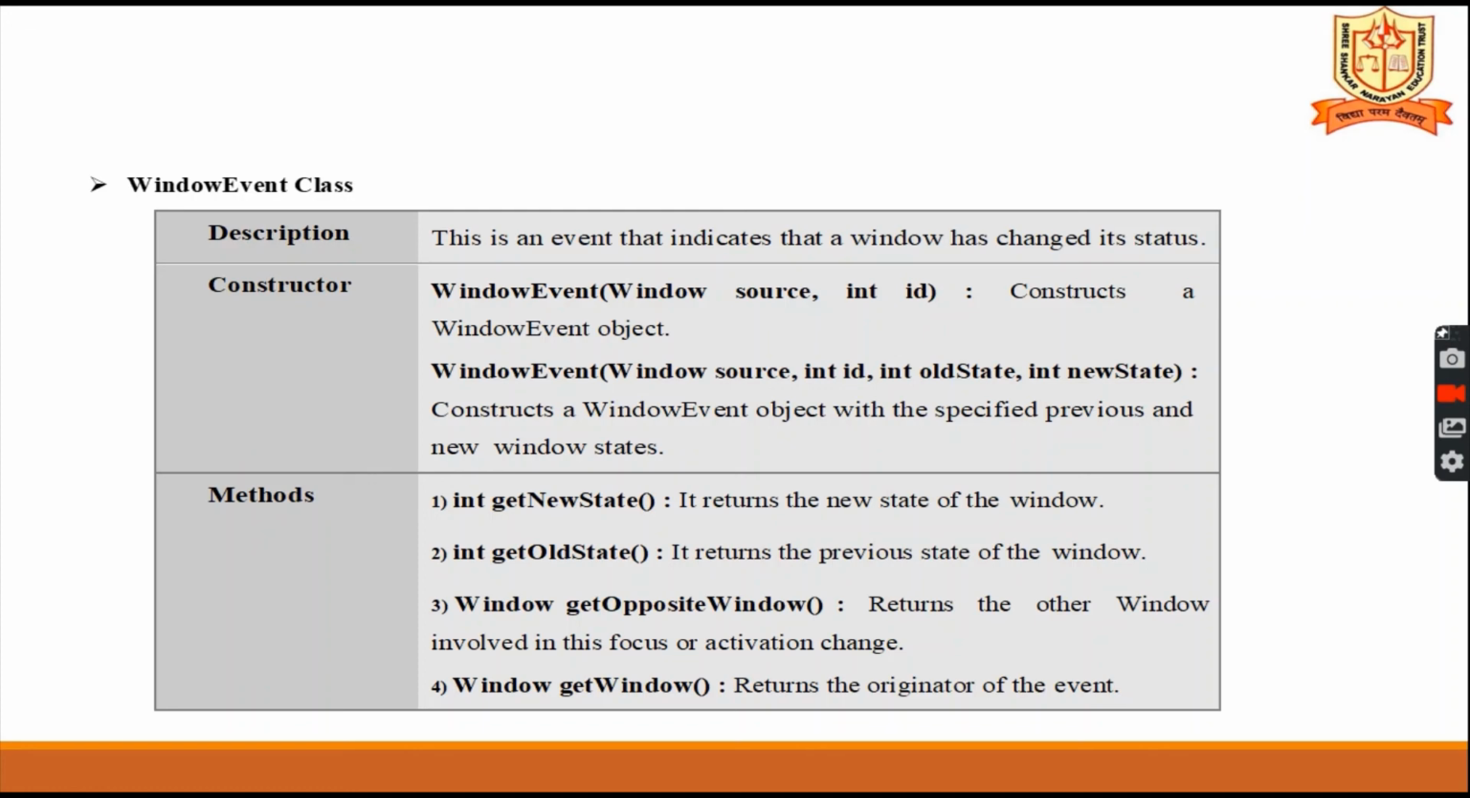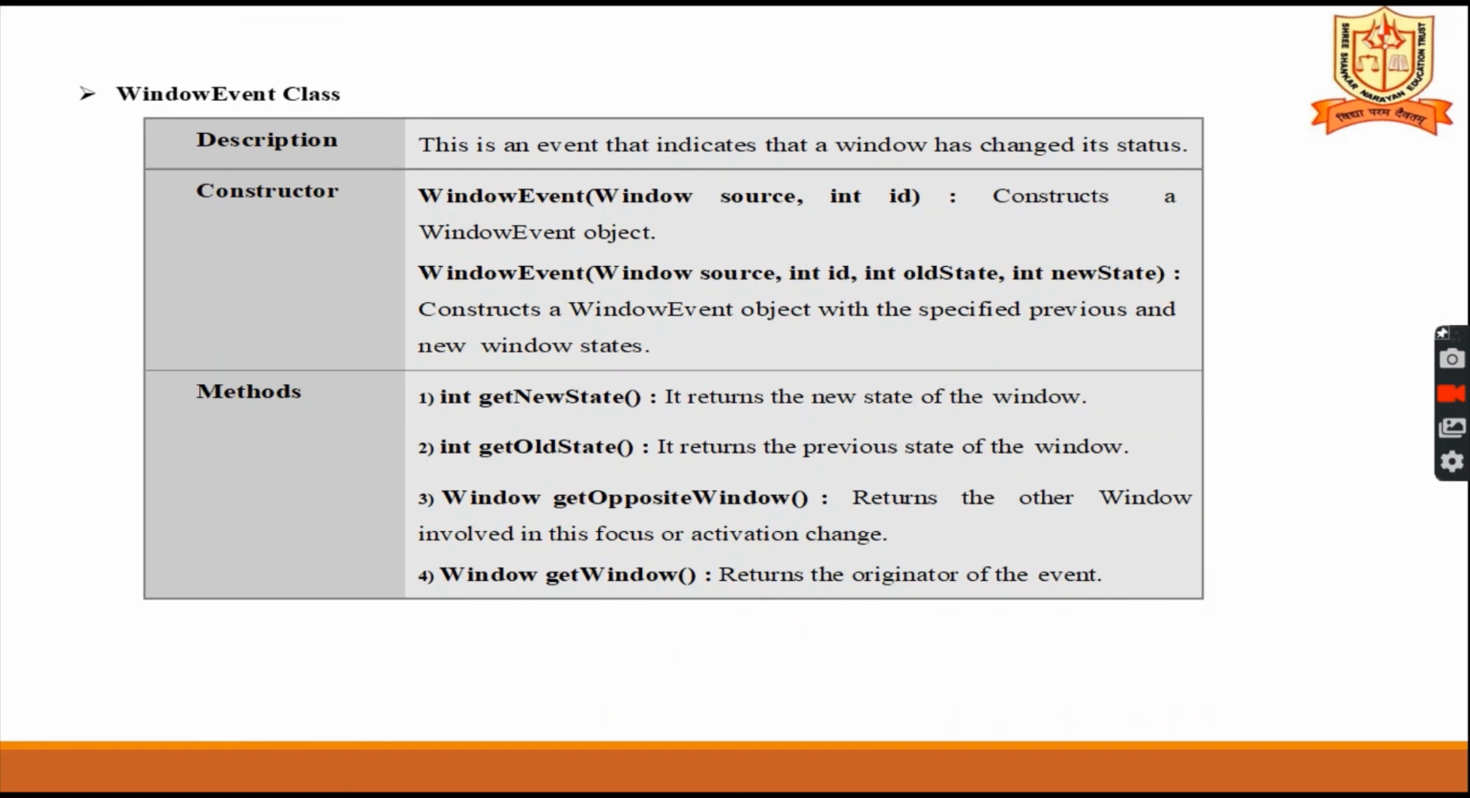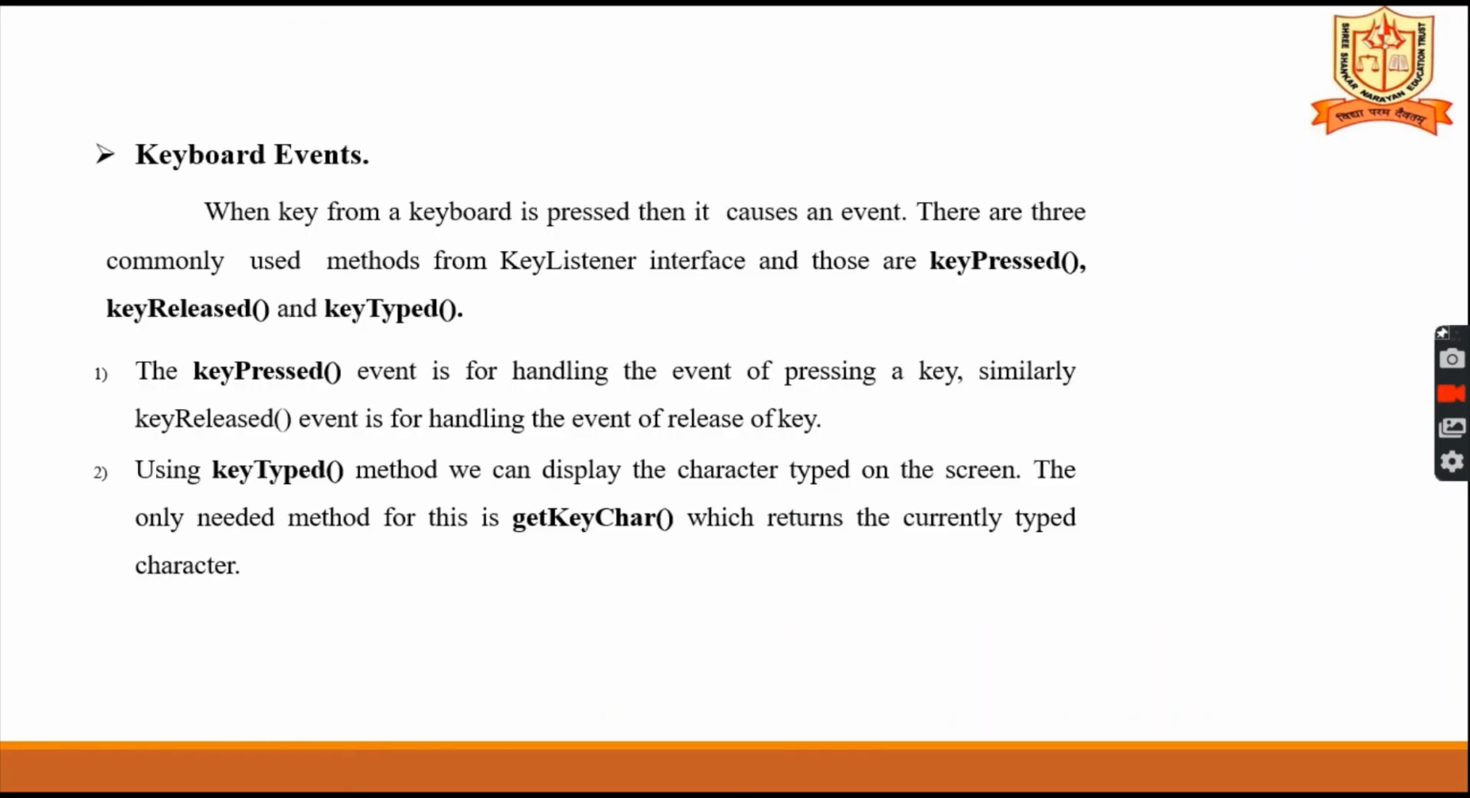Methods in the window event are: int getNewState, which returns the new state of the window. int getOldState, which returns the previous state of the window. Window getOppositeWindow returns the other window involved in the focus or activation change. Window getWindow returns the originator of the event. These are the methods in the window event. Key events.